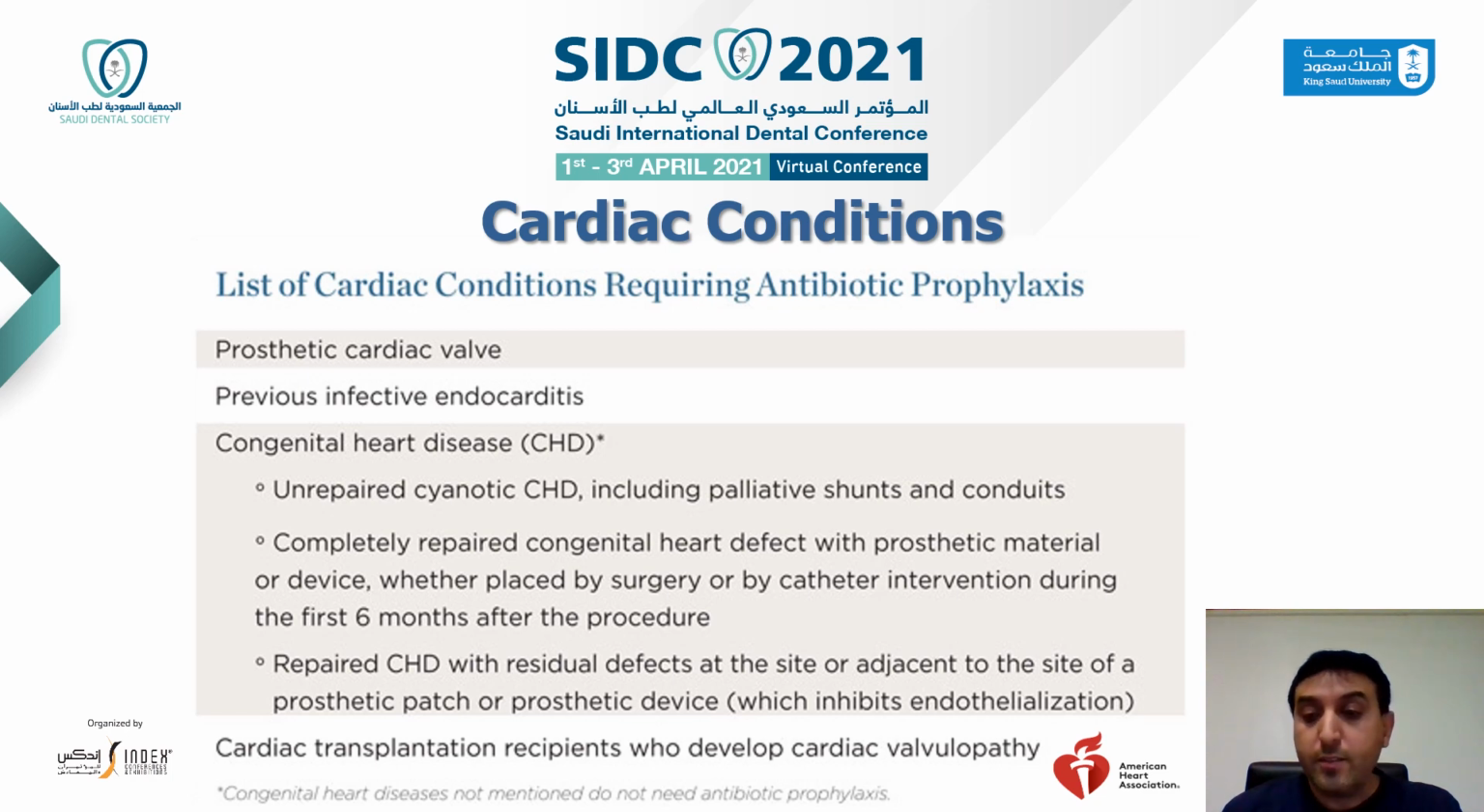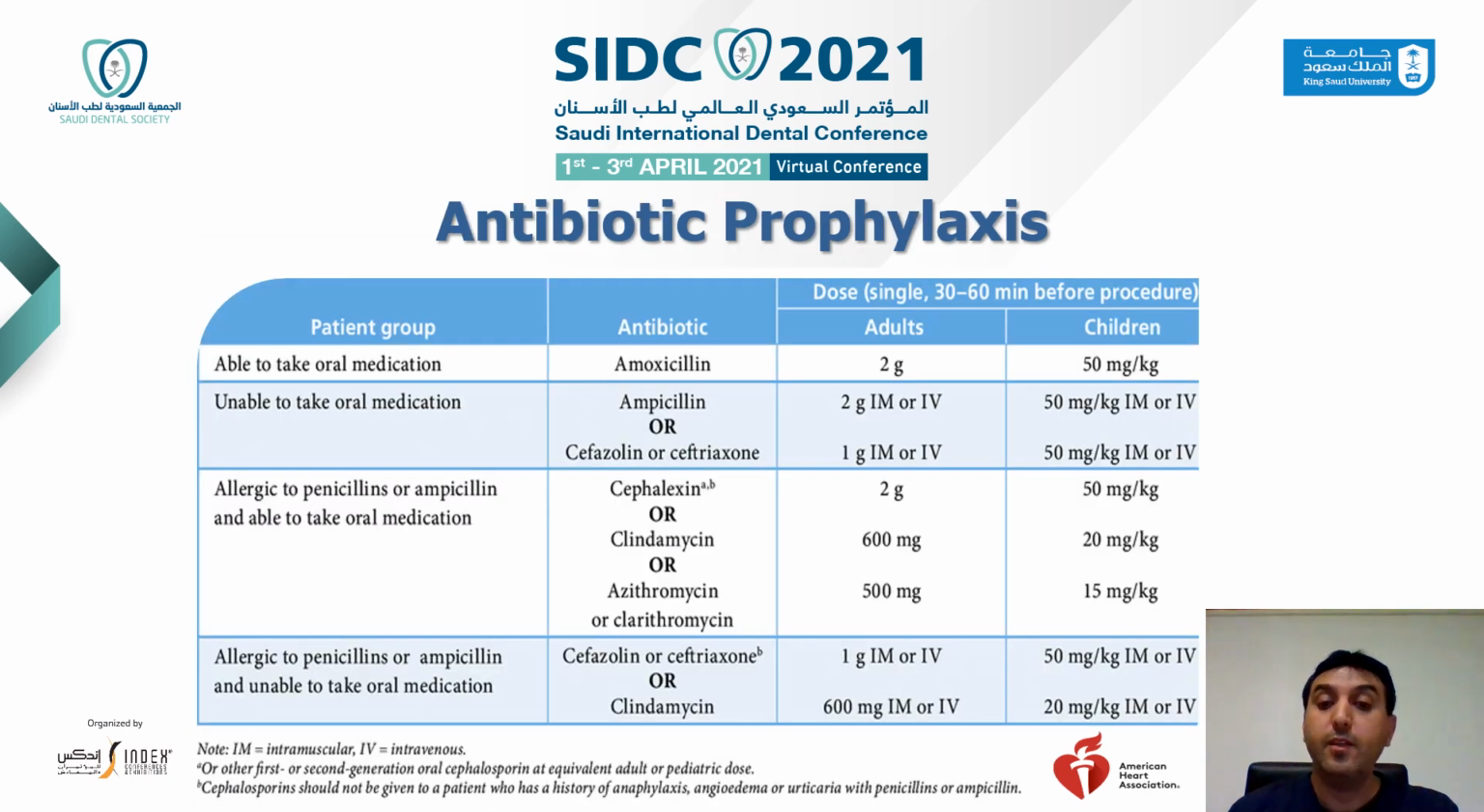Cardiac patients, not all cardiac patients, but this one is different because it needs prophylaxis just for the cases with a prosthetic cardiac valve, previous infective endocarditis, congenital heart disease, and cardiac transplant. The prophylaxis is recommended by the American Heart Association, and this is the prophylaxis that can be used with most of the immunocompromised patients, 1 hour before the treatment. It is amoxicillin 2 grams, or you can go with azithromycin or clindamycin, 500 or 600 milligrams, 1 hour before the treatment.